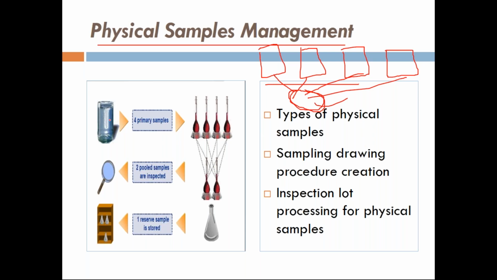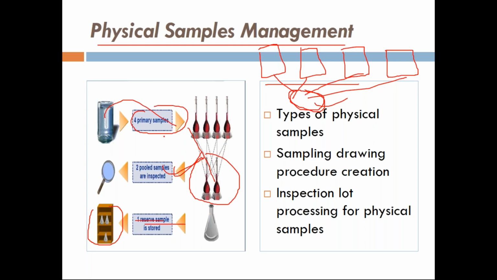The samples which you take directly from the container are called primary samples. These samples are mixed, and the mixed sample is called a pooled sample. And in some industries, they will store a sample for future purposes. They will reserve a sample and store it till its expiry. That is called a reserve sample.